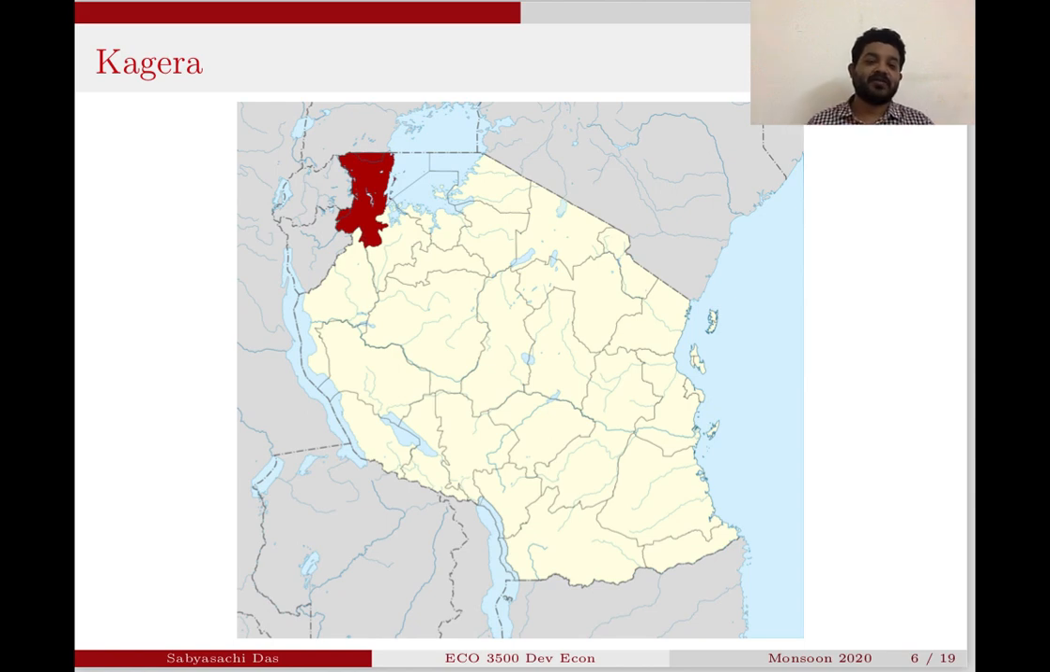But before that, a little bit of context. So this is Kagera. Kagera is a northern region in this country, Tanzania, which is on the east of Africa, and this is bordering Burundi, Rwanda, and Uganda. So this is Uganda, and this is Lake Victoria, which is a large lake divided across the two countries, Uganda and Tanzania. So Kagera is a border region.